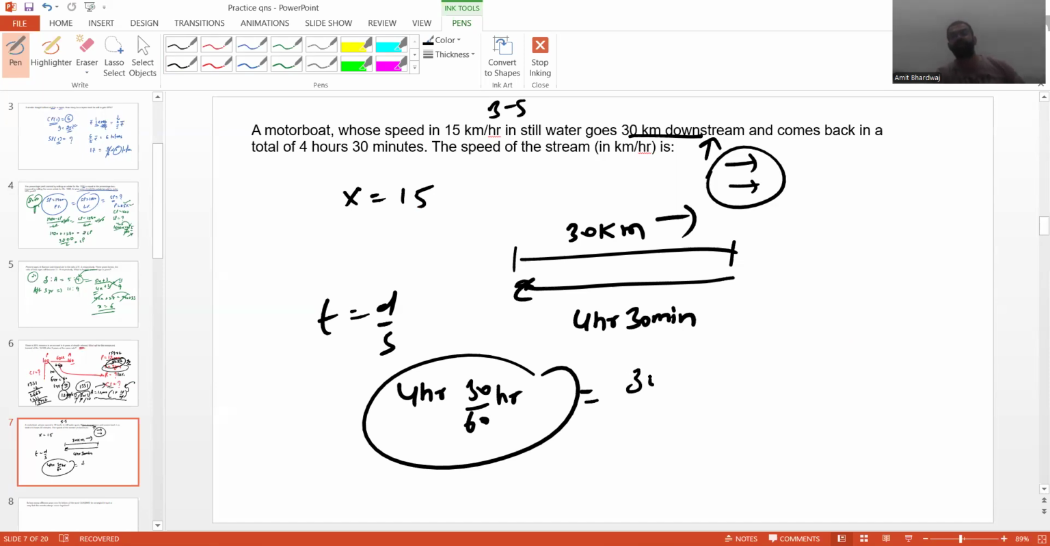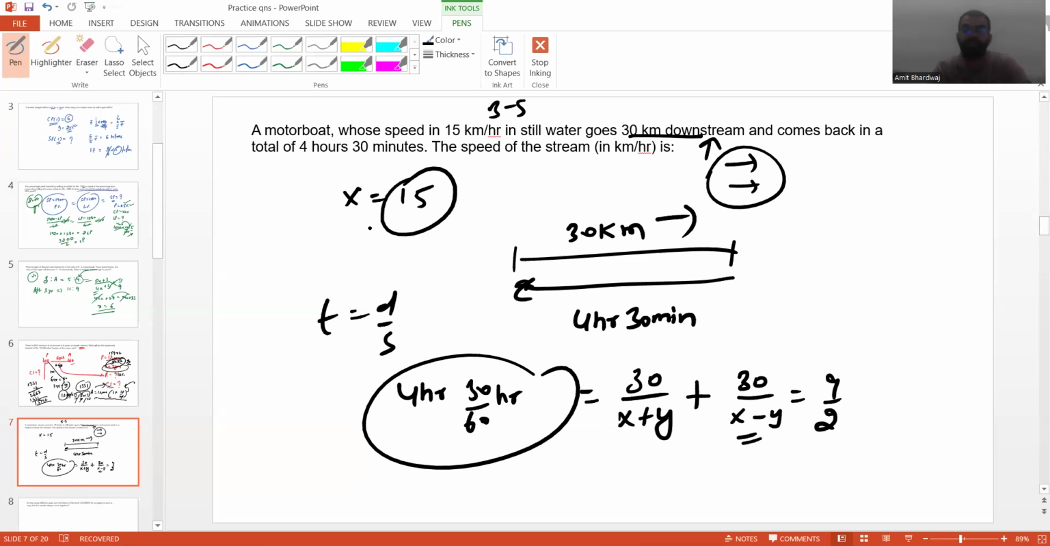Time is distance over speed, in the downstream it is x plus y. Time taken by him when he will come back, the distance will remain the same, and the speed is x minus y because it's an upstream situation. So this is 4 plus half, which is 9 by 2. Done. And the value of x is given to you, 15, so 15 plus y, 15 minus y. The y value you need to find out, right?